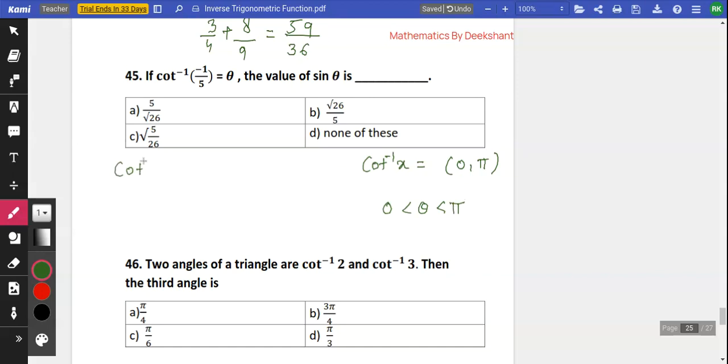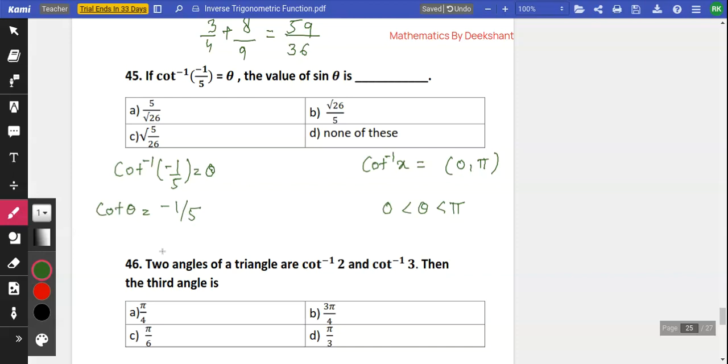So cot inverse of minus 1 by 5 is equal to theta. Can we write it as cot theta is equal to minus 1 upon 5? Basically cot theta is negative and we have to find the value of sine theta. Sine theta is lying in the range 0 to pi, meaning the first and second quadrant, and in the first and second quadrant sine theta is always positive. It means the value of sine theta is positive.